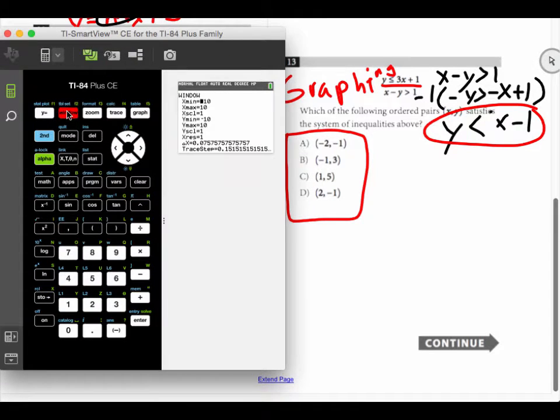We're going to hit window. We'll just do a standard zoom. Notice that all my answers are between negative 4 and 4 in both the x and y direction. So I'm going to say negative 4 to 4. Actually, it's 5. So let's just do negative 6 to 6. And then for the y, we'll do the same, negative 6 to 6. Now, you guys know where I got that from, right?